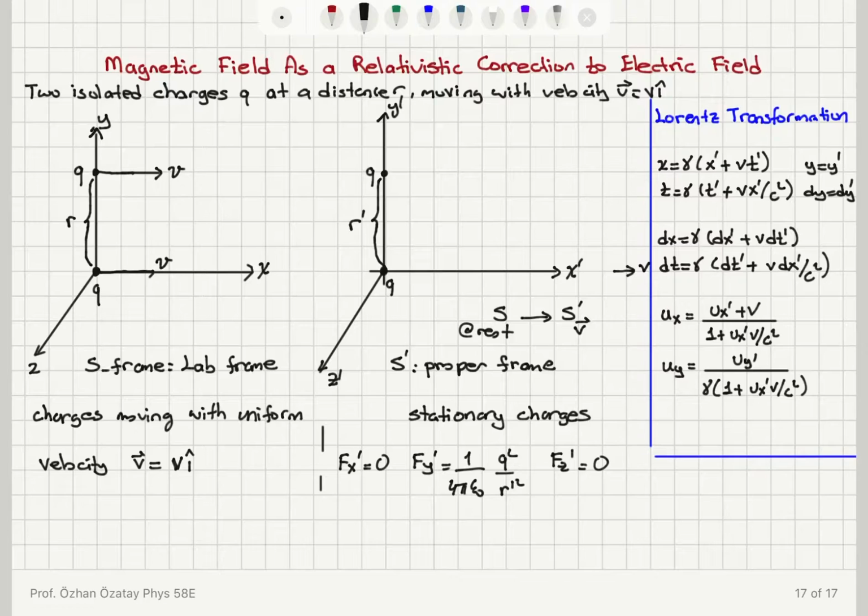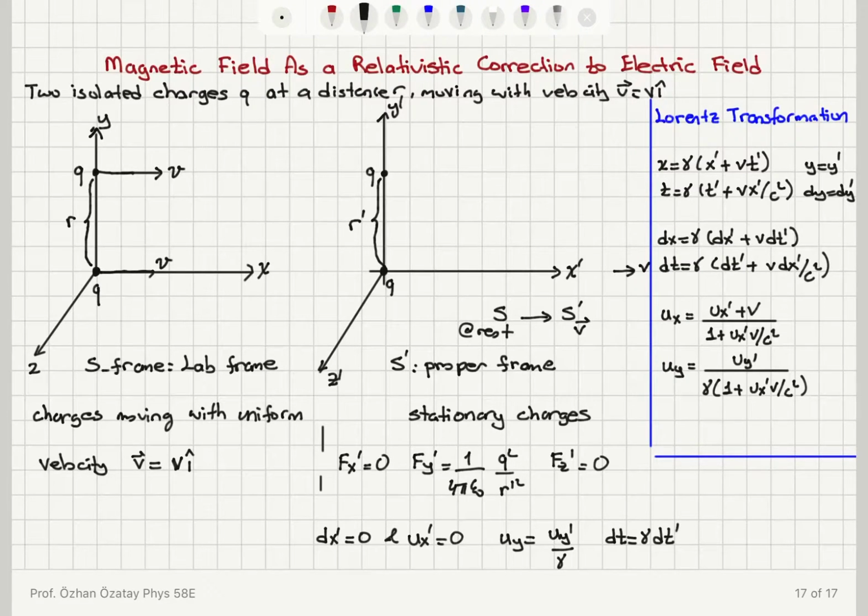So basically in this scenario where I'm observing the moving charges, since I have dx prime is 0 and ux prime is 0, this transformation is telling me that uy is equal to uy prime divided by gamma, and I can observe the time dilation: dt is equal to gamma times dt prime, where dt prime is the proper time measured in the proper reference frame.